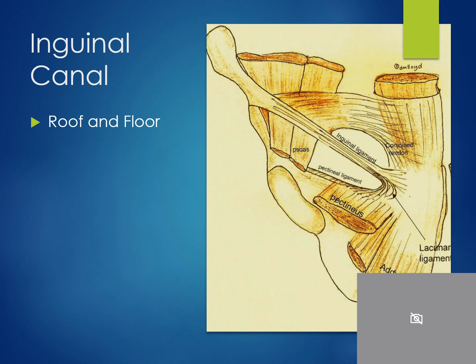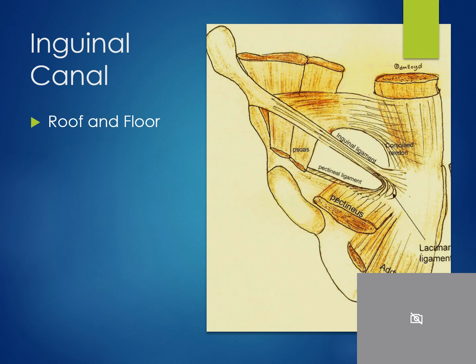Now, the inguinal canal has an opening at each end. We will describe it in a while. But it also contains a roof and floor. Now, the roof is formed by the arching fibers of the internal oblique and transversus abdominis muscles. So those arching fibers will form the roof. The floor is formed by the superior surface of the inguinal ligament. This is the inguinal ligament.